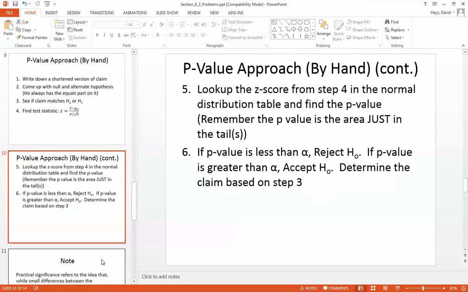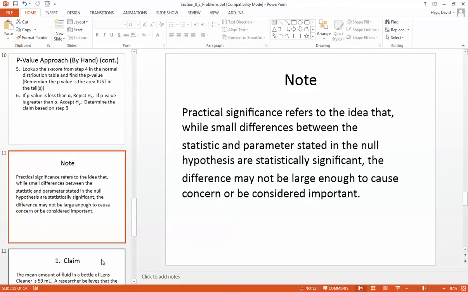Now let's skip down here to our problems. And this is an important note. Practical significance refers to the idea that while small differences between the statistic and the parameter stated in the null hypothesis are statistically significant, the difference may not be large enough to cause concern or be considered important.